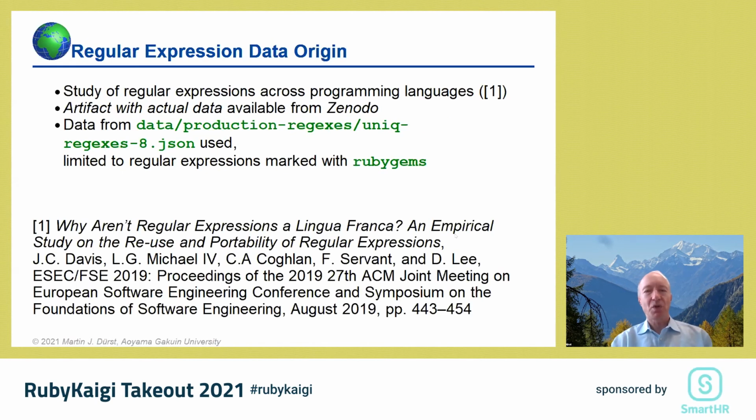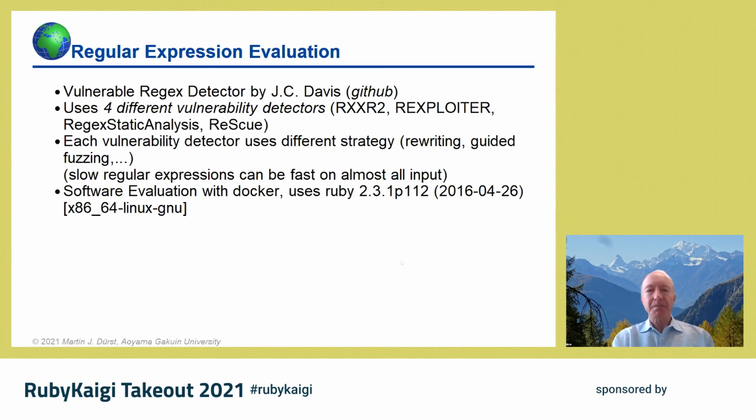Okay, the data I took from this is all from James Davis, different papers that he put together in his PhD thesis. This is where I got the data from. And then I used a vulnerable regular expression detector by James Davis, which actually uses 4 different vulnerability detectors written by other people, which use different strategies. For example, one of these detectors uses rewriting of expressions. It tries to simplify the expressions and then find patterns that it knows might be vulnerable. Another one uses actual examples to do some kind of fuzzing-like stuff, and so on.